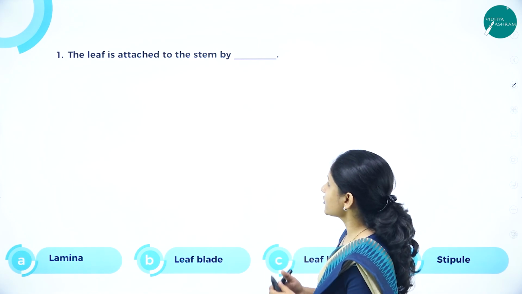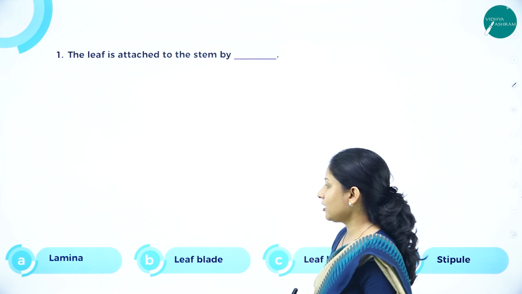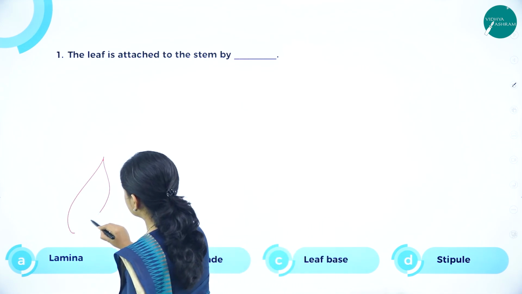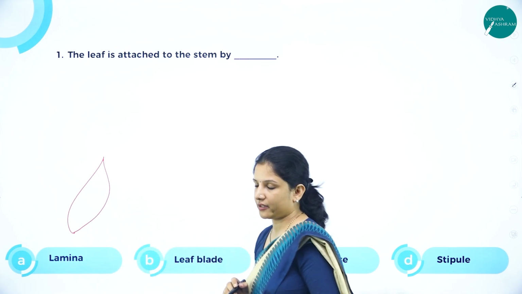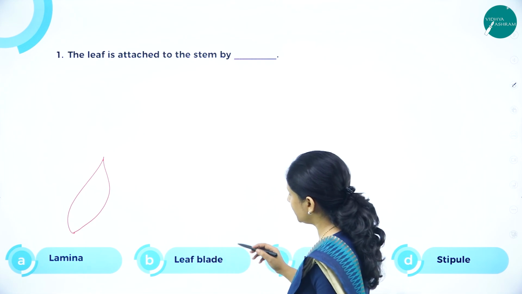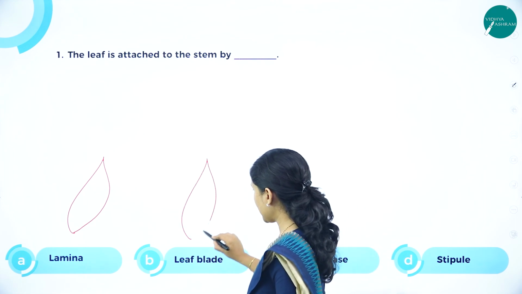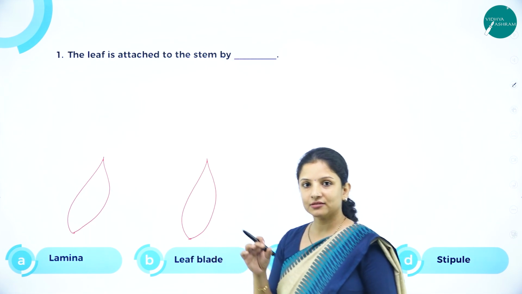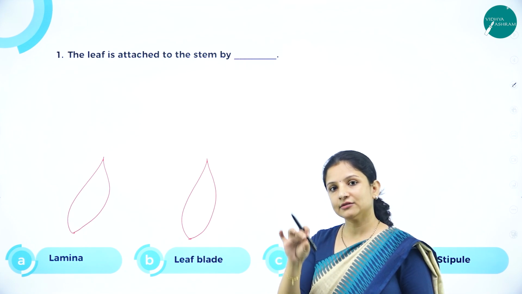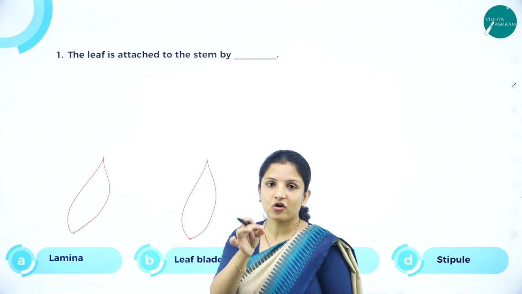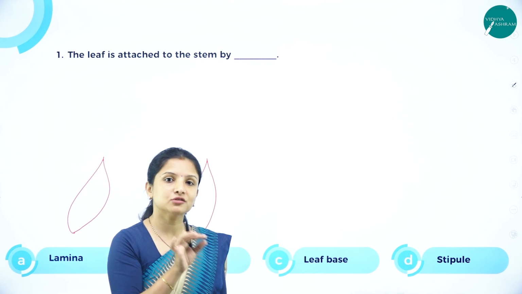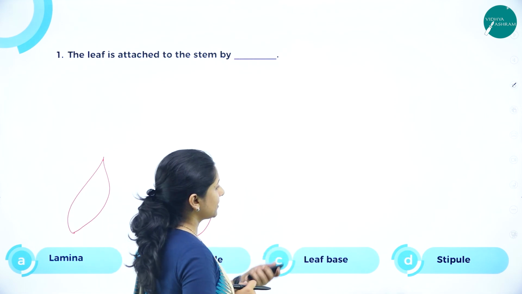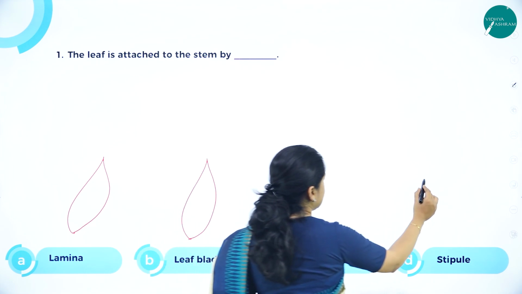The leaf is attached to the stem by lamina. No, lamina is nothing but the entire green surface or part of the leaf. So, that's not the right answer. Leaf blade is also the same. Entire lamina is also called leaf blade. Leaf base is actually the base of the leaf, where the petiole is attached. That is called the leaf base. Or the stipule. Stipule is actually below the leaf base.